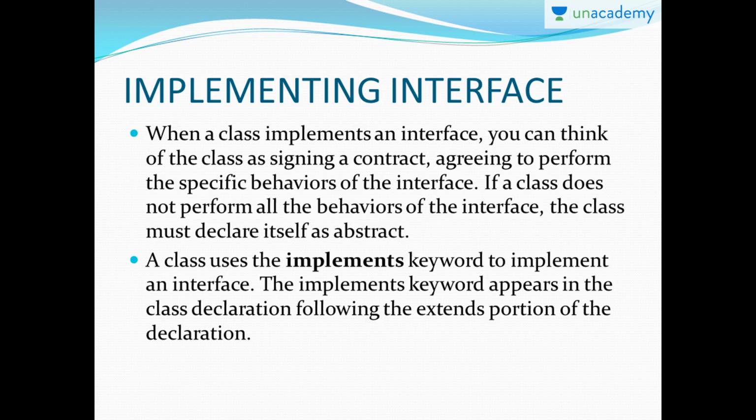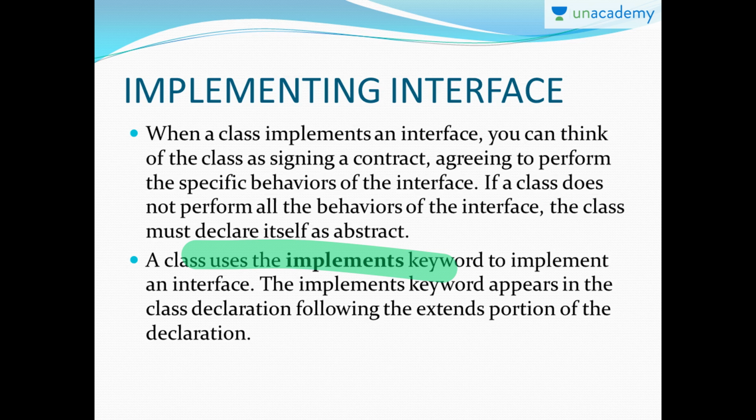Basically, when a class is implementing an interface, it is nothing but like how we sign an agreement. That is, we just oblige to all the instructions and everything, right? In the same way, a class has to agree to all the behavior that an interface is showing. If it does not agree to it or does not correspond to the behavior of the interface, then the class must declare itself as abstract. That is, basically a class is inheriting an interface by using the implement keyword.